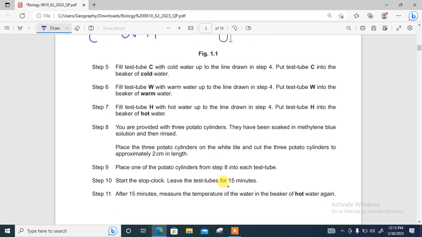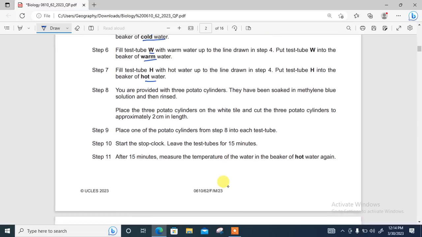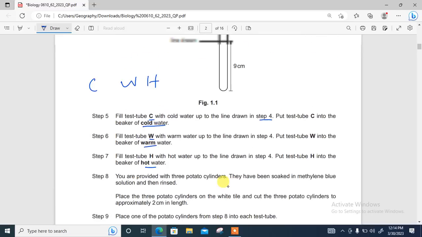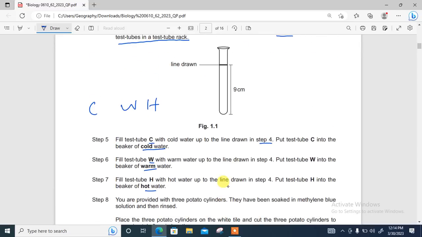In step 5, they say to fill test tube C with cold water up to the line drawn in step 4, which is 9 cm. Then you put test tube C into the beaker of cold water. You fill test tube W with warm water, and you put it into a beaker of warm water. You fill test tube H with hot water, and you also put it into a beaker of hot water. Then once you've done that, from this whole step we have not yet added the dyed potato cell.